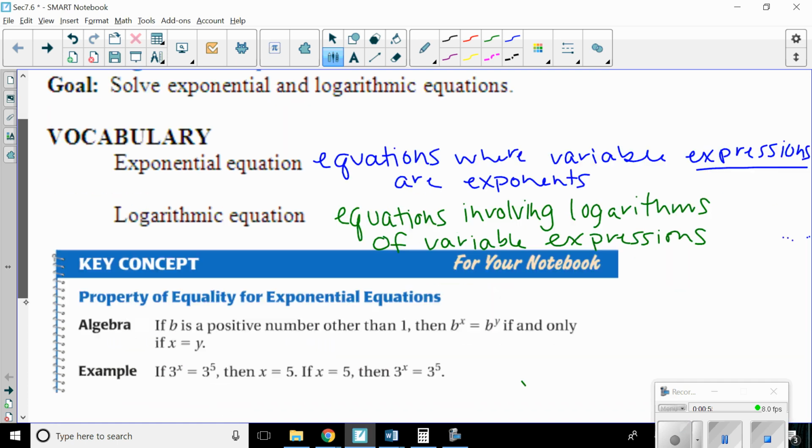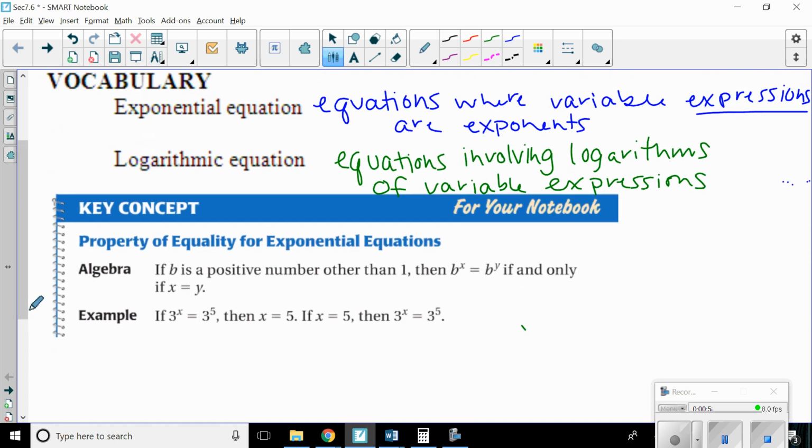All right, so let's look at this first key concept, and you should see this on your note sheet. This is the property of equality for exponential equations. Again, if b is a positive number that's not equal to 1, then if b to some power is equal to b to some other power, that's going to be true if and only if those two powers are equal. So for example, if 3 to the x power is equal to 3 to the 5th power, then x equals 5.